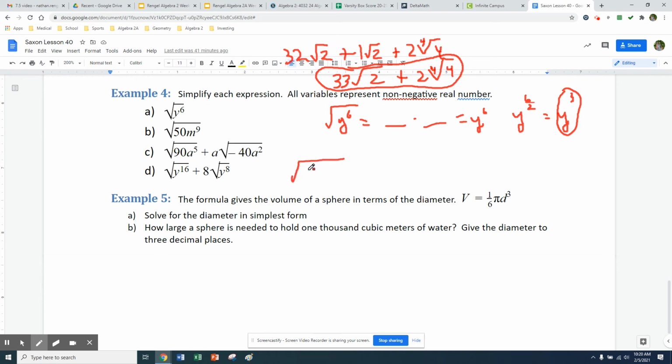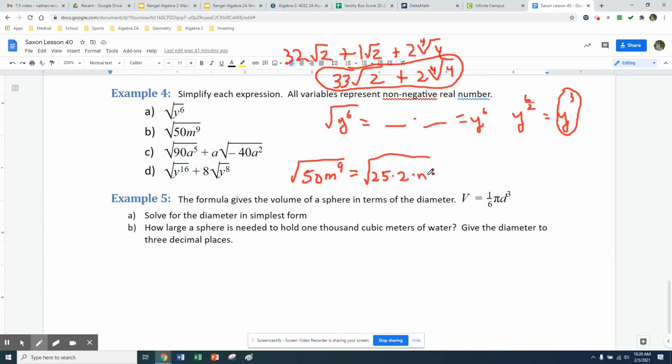Secondly, we're looking at the square root of 50, m to the 9th. Now 50 is not a perfect square, and then m to the 9th is not a perfect square. So hopefully you start to notice that when you have a square root of a power, that exponent has to be even to be a perfect square, and m to the 9th is not an even power. But we will rewrite this with our perfect square factors. So 50 is the result of 25 times 2.